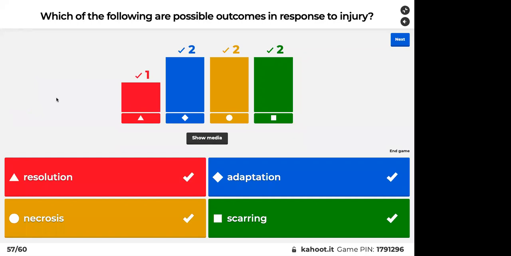Yep, well done. So the question is, which of the following are possible outcomes in response to tissue injury? So all of them are correct. It just depends on the severity of the tissue injury and whether the tissue can recover.